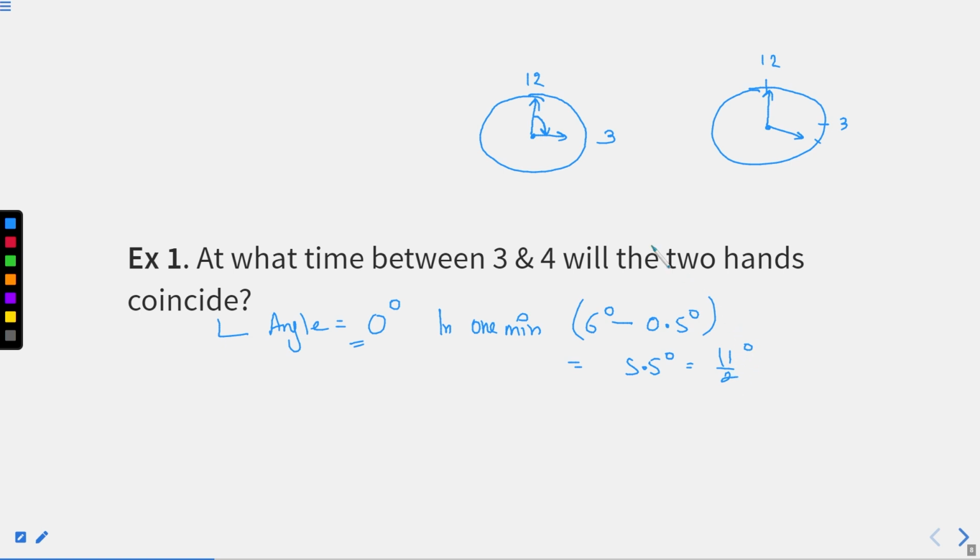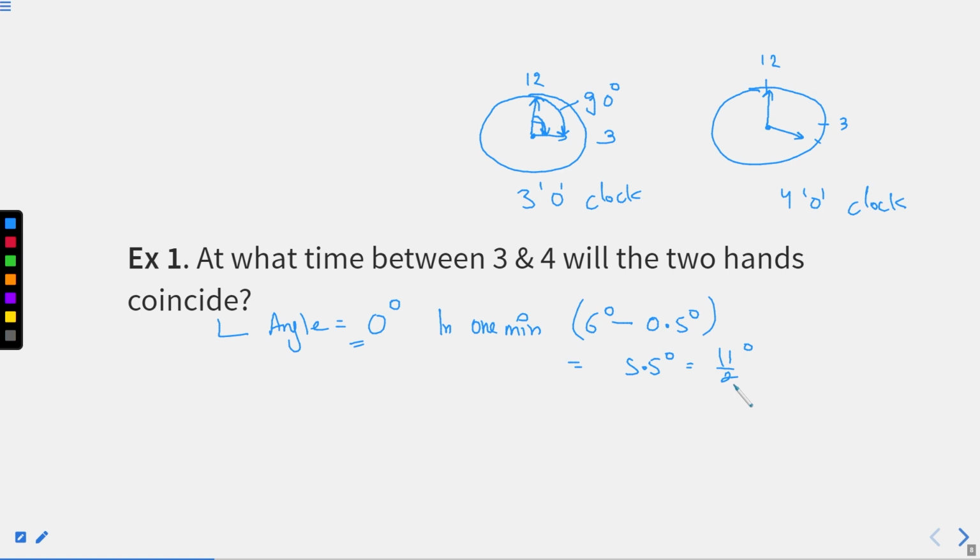Now in this case, this is at 3 o'clock, this is at 4 o'clock right now, right? I hope this is very well understood by everyone, right? Now what we want this to appear at over this. So total distance we have to cover is 90 degrees, right? We know that this is a 90 degree angle. Now we need to cover 90 degrees, right?